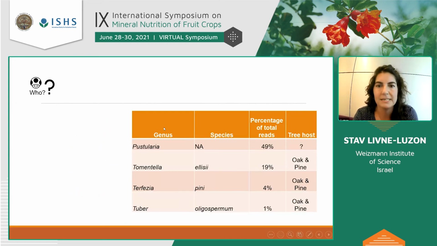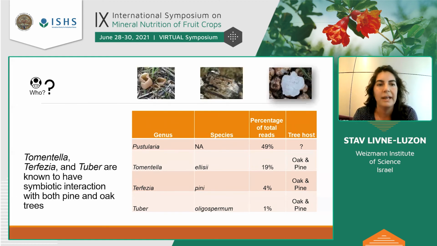So to summarize, the species that we found belong to the genera Pustularia, Tomentella, Terfezia, and Tuber. All of them are known symbionts of both oak and pine. Regarding Pustularia, we don't have a lot of information regarding who the tree host is. We don't know a lot about it. But it kind of verifies the idea that ectomycorrhizal fungi are involved in the transfer of carbon. And all of these are symbionts of pine and oak.